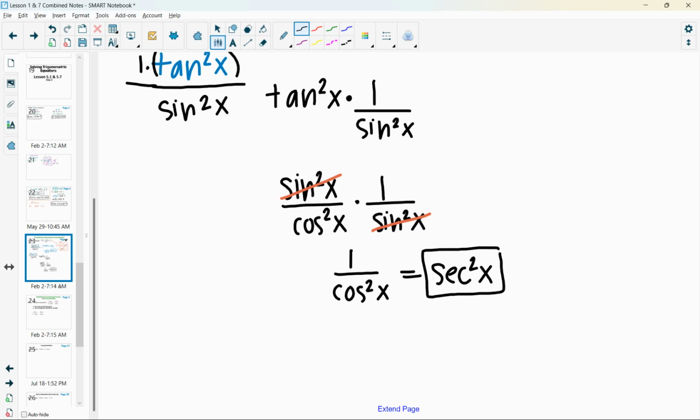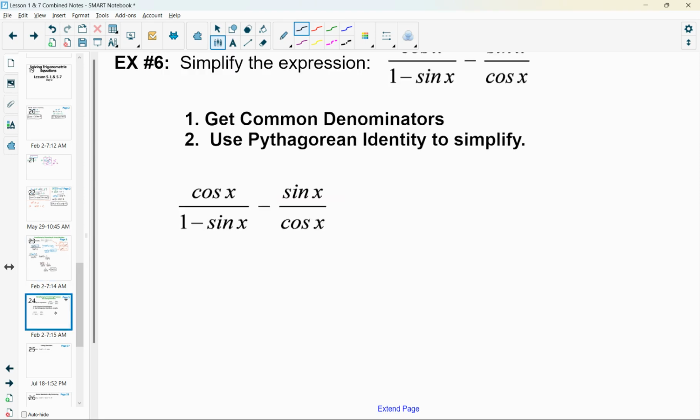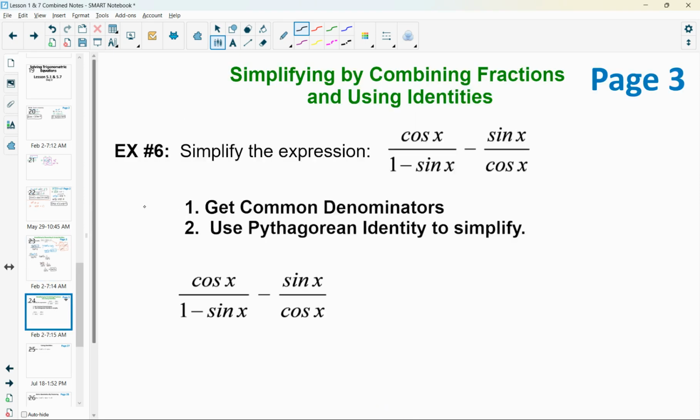Obviously, there's going to be other ways to do that. So if you tackled it a different way and came up with the same answer, that's fine. All right, example 6.